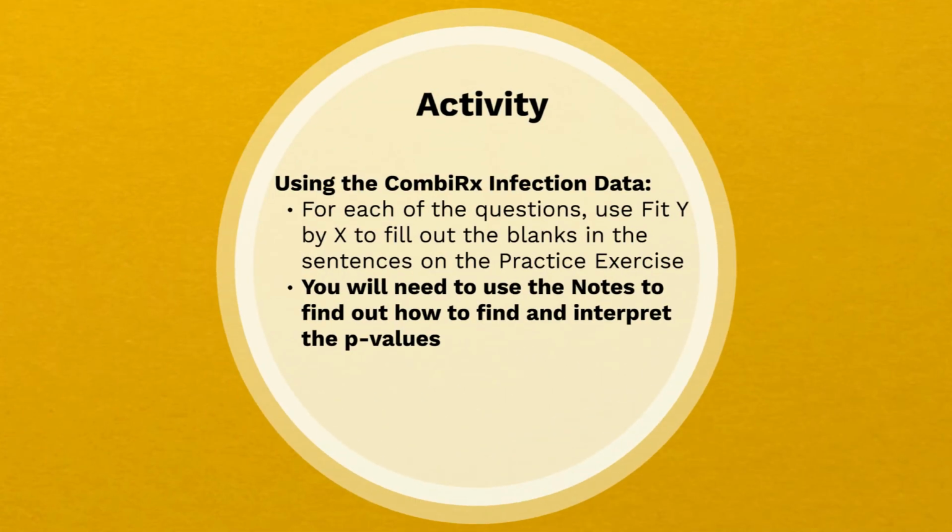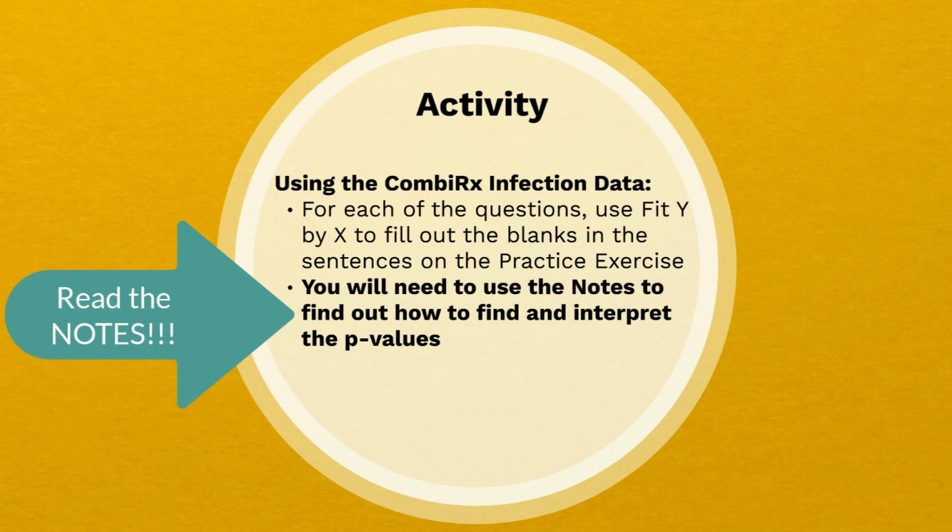In this activity, using the CombiRx infection data from the midterm review, fill each of the questions out. Use your fit y by x and fill in the blanks in the sentences on the practice exercise. You will need to define the null and alternative hypotheses from a simple research question. You'll need to fit y by x and find the p-value. And then you'll need to make a conclusion about which hypotheses you're going with, and what is the conclusion in words. You need to use the notes from this section to find out where to get the p-values for each of the fit y by x options and how to interpret them.